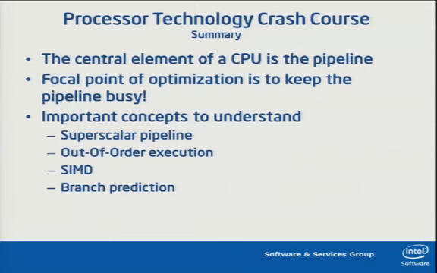The central element of the whole CPU is the pipeline. It's essential to keep the pipeline busy to get good performance. When we stop the pipeline by breaking the execution flow, by breaking the branch prediction, or by making out-of-order execution less efficient, and there are ways to do that, we will get worse performance. So keeping the pipeline busy is what people try to do when they optimize for performance.